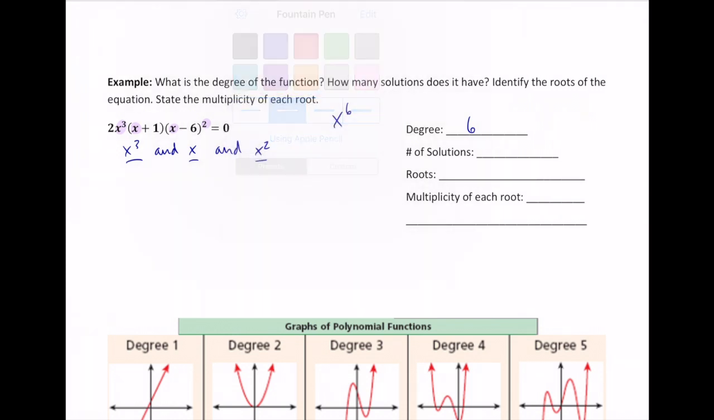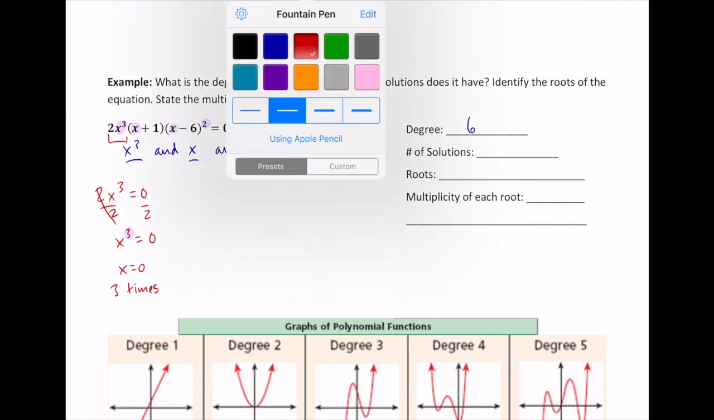Okay, let's solve this to find our number of solutions. We're going to take each part individually and set it equal to 0. So 2x to the 3rd equals 0. We can divide both sides by 2. We get x to the 3rd equals 0. So we have x equals 0 three different times, and that's because of this exponent of 3.